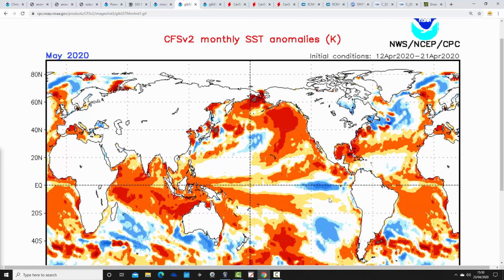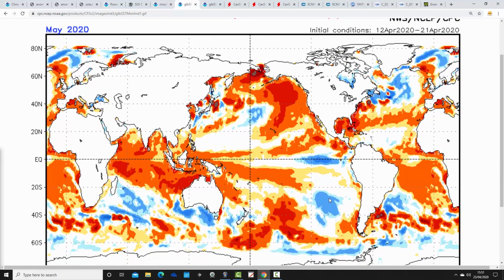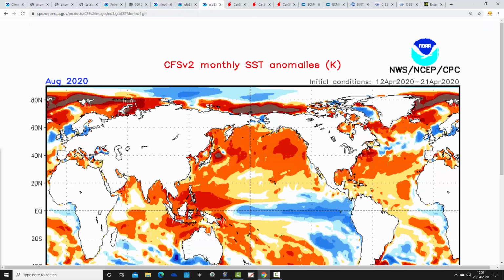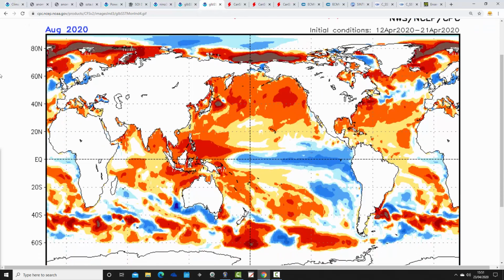This is the sea surface temperature anomaly forecast from the CFS in terms of those sea surface temperature anomalies. So this is for May. For next month, you can see that again we've got this little blue area just starting to appear there. That's the beginnings of the La Nina. Look at how it looks by August, though. This is how it looks by August.